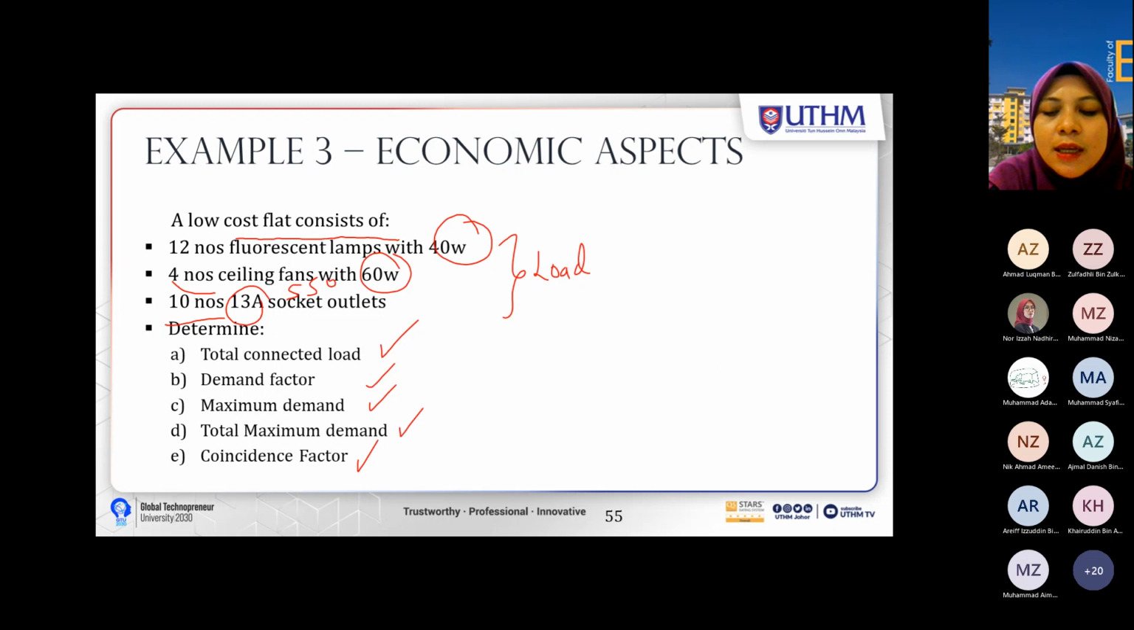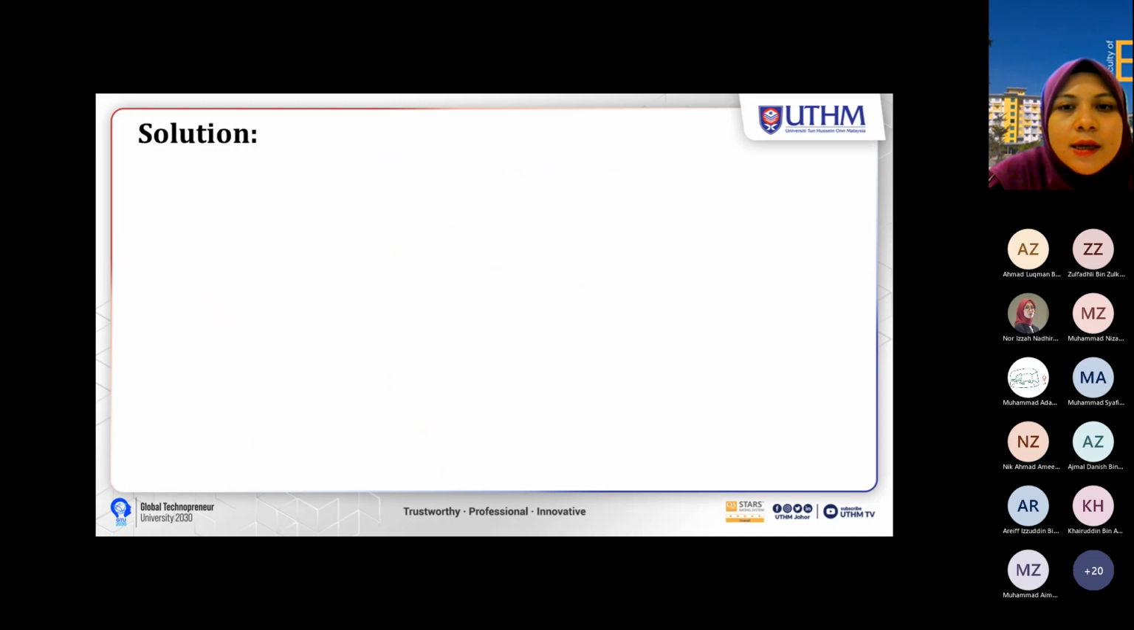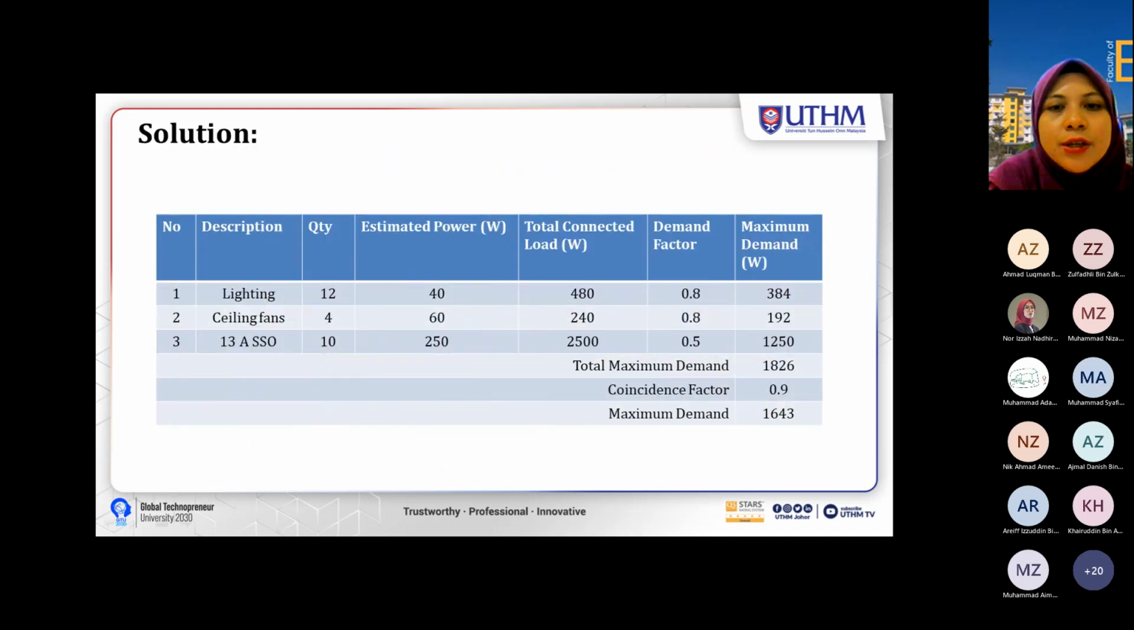For residential, what is the coincident factor I explained earlier? What was it? 0.9, right? So first, this is the solution.